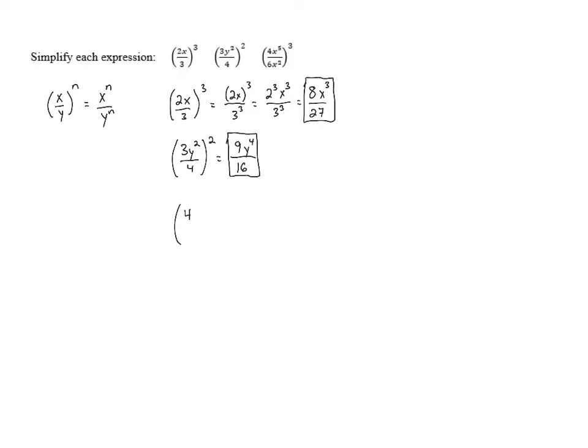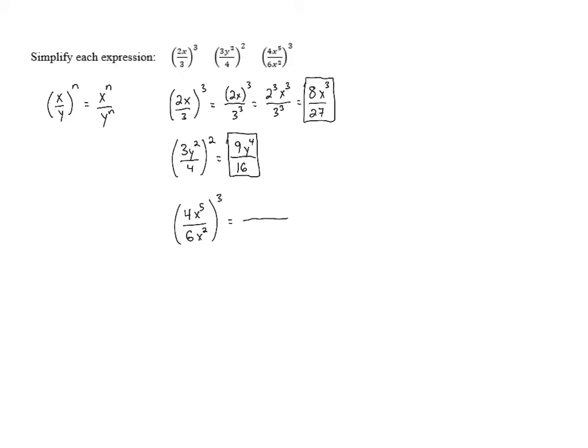The last one, we've got 4x to the 5th over 6x squared, all cubed. Now here there's two ways to do it. We're going to do it kind of the by-the-book way first, based on the rule that we've learned, and then we're going to see that there's a shorter way to do it. Now here we have an exponent 3 on a fraction, so we can distribute that exponent to all of the factors in the numerator and the denominator.